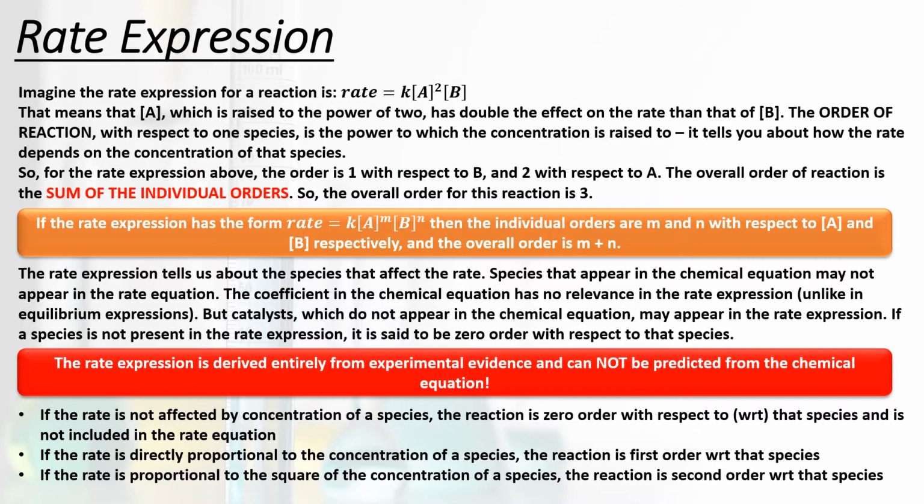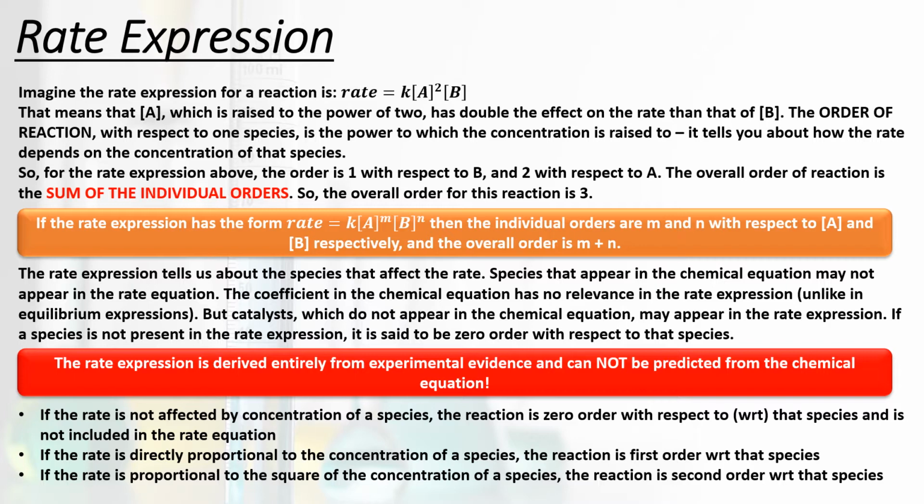So let's imagine that the rate expression is what we just said. Rate is equal to k, concentration of A squared, concentration of B. This means that the concentration of A, which is raised to the power of 2, has double the effect on the rate of reaction than B does. And we saw that. If we doubled the concentration of B, we had double the rate. If we doubled the concentration of A, it would quadruple the rate, because we have times 2 squared, essentially.